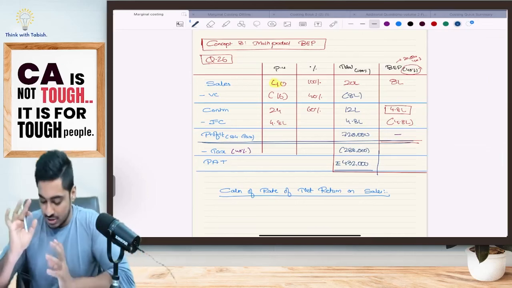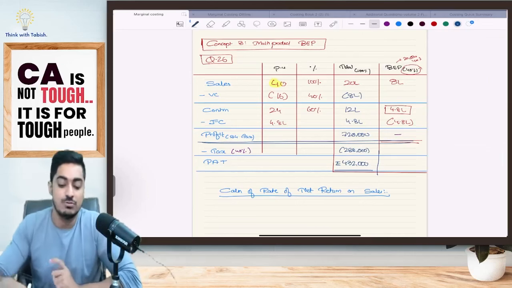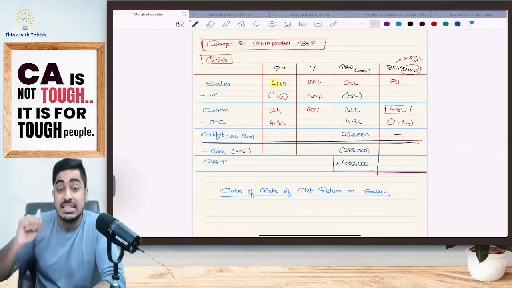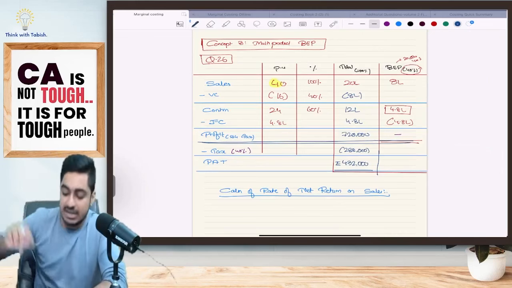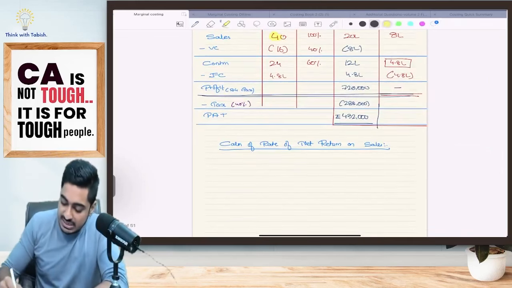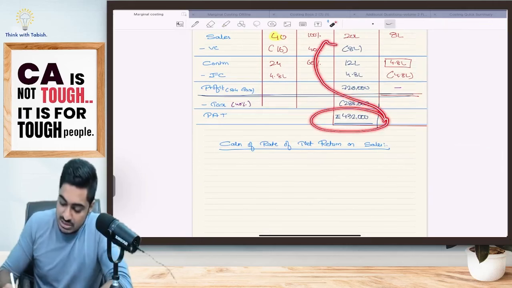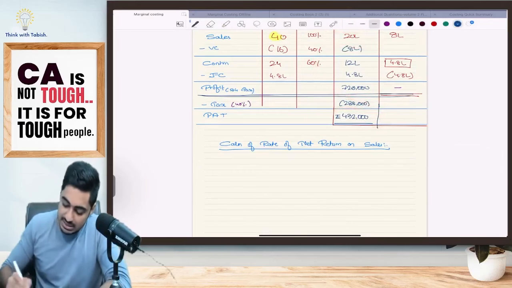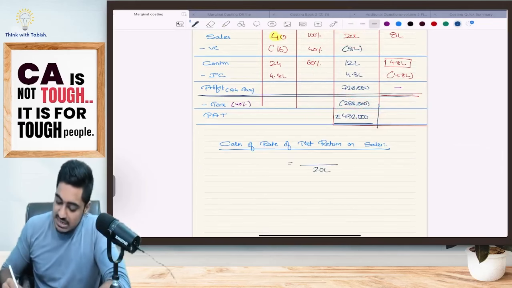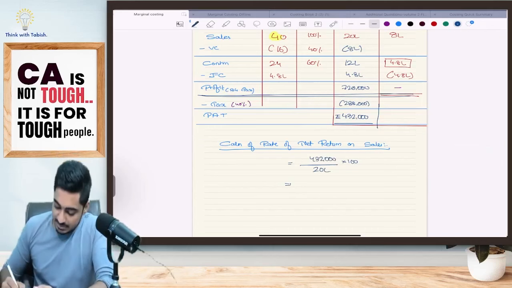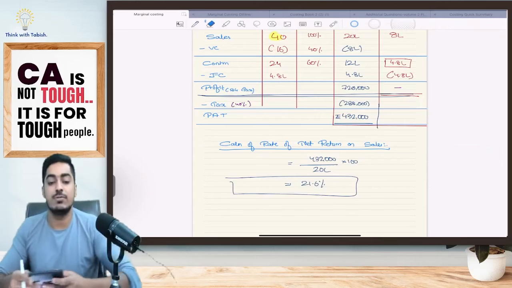Now, what is the question? Was the question just to calculate profit after tax? No. If you see, it says calculate the rate of net return on sales. It is asking the rate, how much percentage net return I am getting. Tell me, ultimately how much net return am I getting? Sir, ultimately I am getting 4,32,000. On how much sales? On a sale of 20 lakh. That means how much percentage am I getting? Simple, sir. Ultimately I am getting 21.6. Yes or no, everyone? It is the rate of net return on sales.